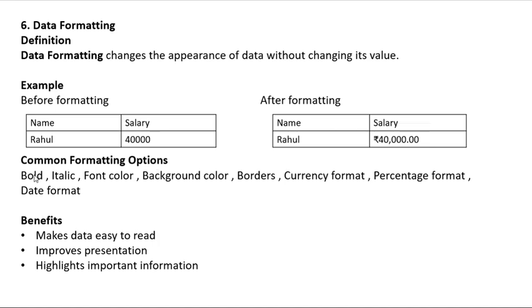Common formatting options are bold, italics, font colors, background colors, borders, currency format, percentage format, date format, and so on. The benefit is that it makes the data easy to read, improves presentation, and highlights the important information.